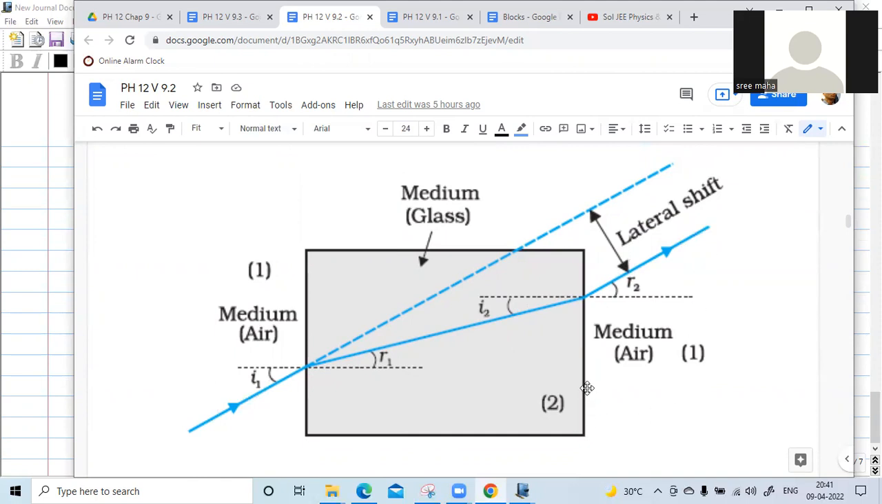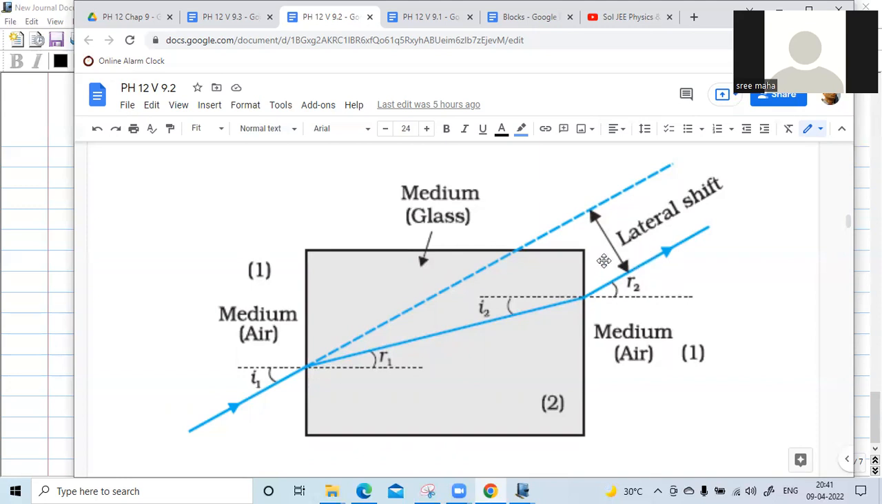And this is true only for a rectangular slab, because these two lines have to be parallel. Everything is valid, whatever we discussed. And we can get the exact value of the shift.